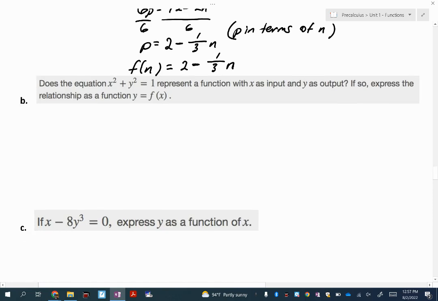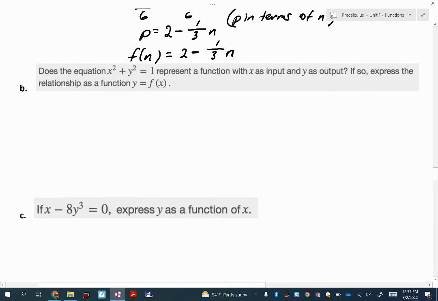Okay, let's do letter B. Does this equation, x squared plus y squared equals 1, represent a function with x as the input and y as the output? If so, express the relationship as a function y equals f of x. So I'm going to solve for y, so isolate y. y squared equals 1 minus x squared. Then I need to take the square root of both sides. So that gives me y equals plus or minus the square root of 1 minus x squared.